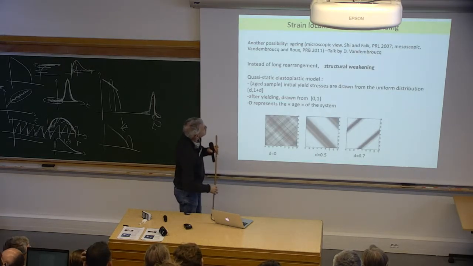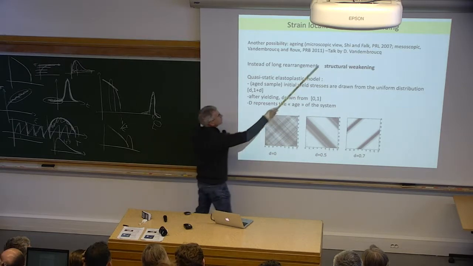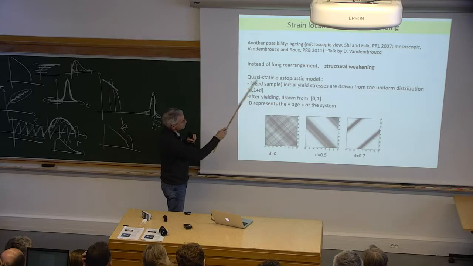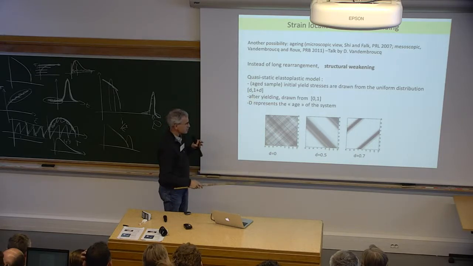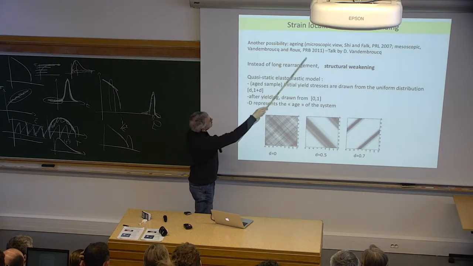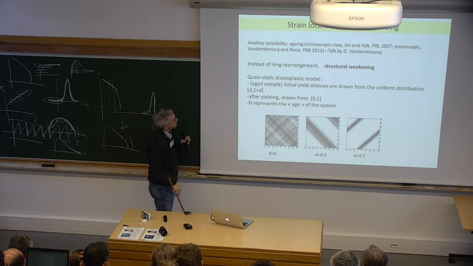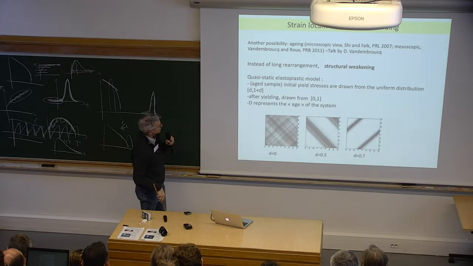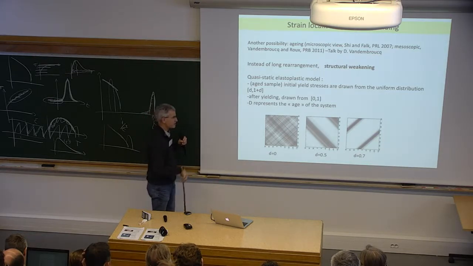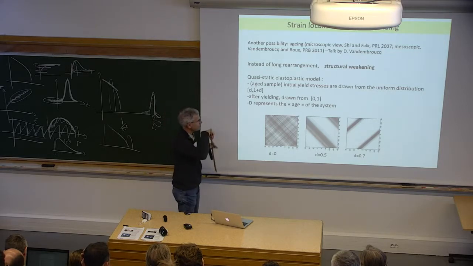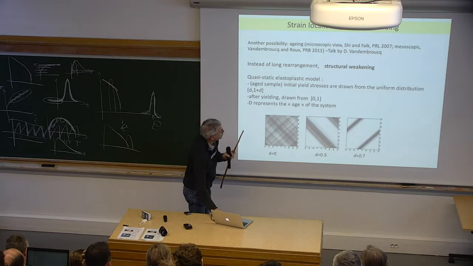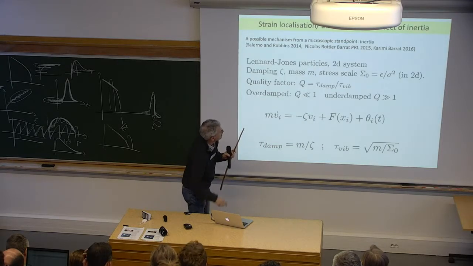Okay, another mechanism that would probably have been discussed by Damien is one which is associated with aging. I will not discuss it here, but it has been shown by Damien and coworkers, and also at the microscopic level by Michael Fogg and Shi, that an aged sample will undergo strain localization more easily. And probably Ludovic Berthier will also discuss that in a sense.